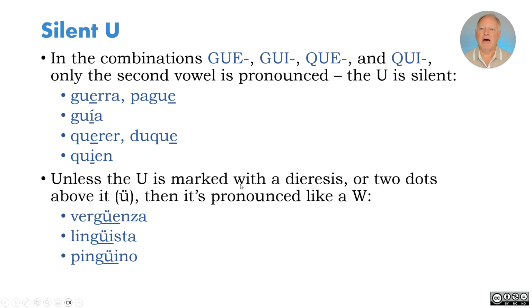Unless, this is true, unless the U is marked with a diaeresis, those 2 dots above it. In German, they call it the umlaut. Then it's pronounced like a W. So, vergüenza. The U now sounds more like a W. Linguista. Pingüino.